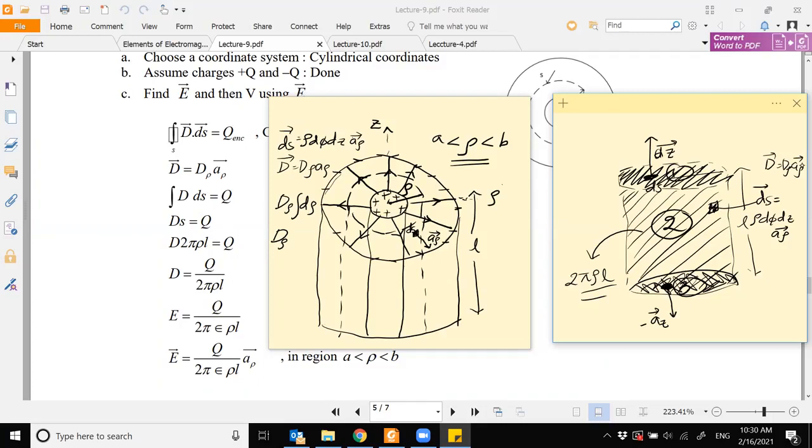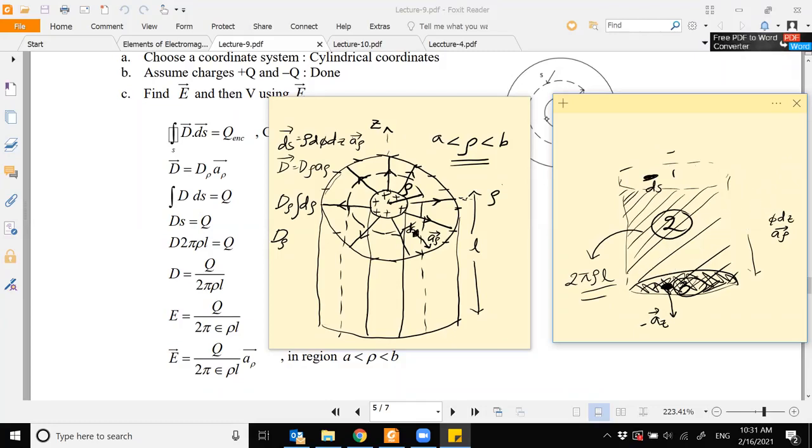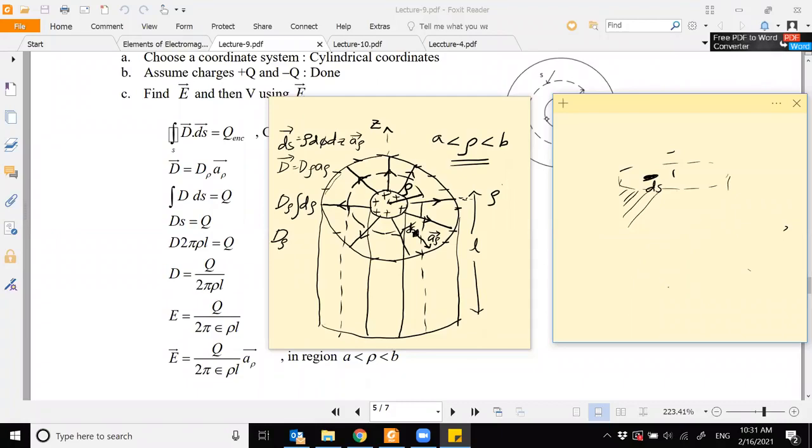A rho with minus az, it will become 0. So that's why I'm not considering it. I hope it is clear, right? Because we talked about all these things when we were doing Gauss's law. So this is just a review of Gauss's law. So that's why I'm considering only this surface, only this surface.